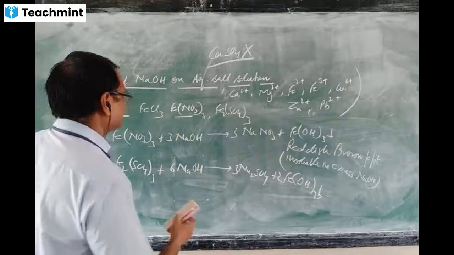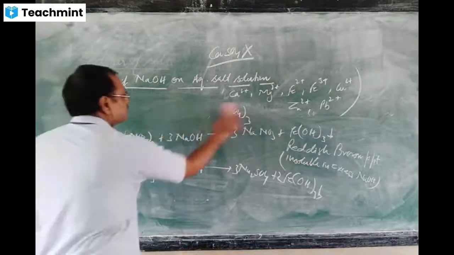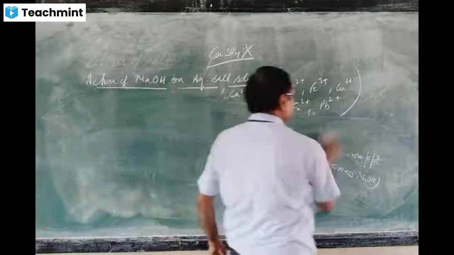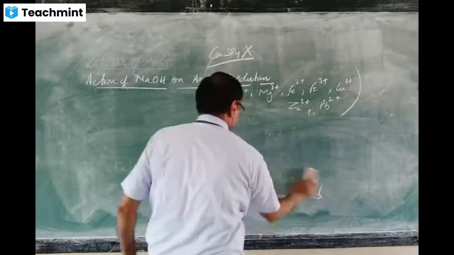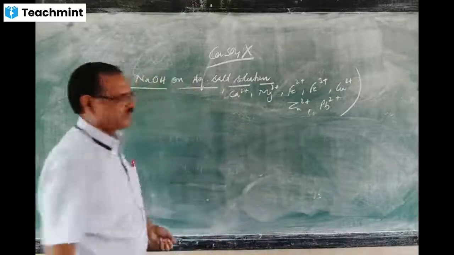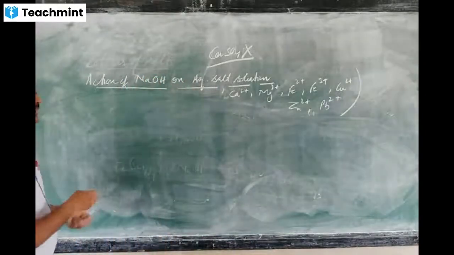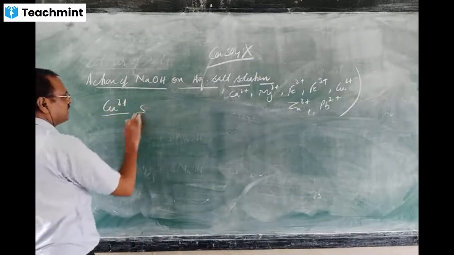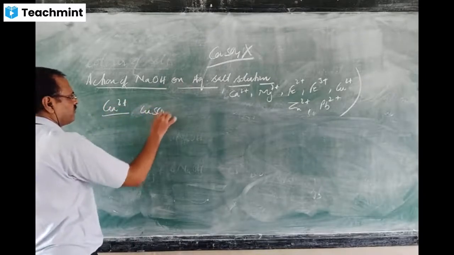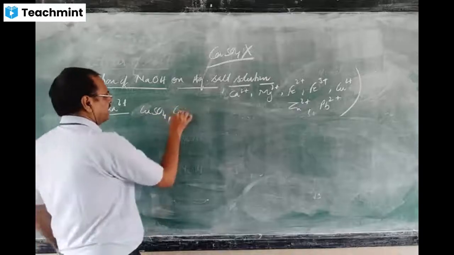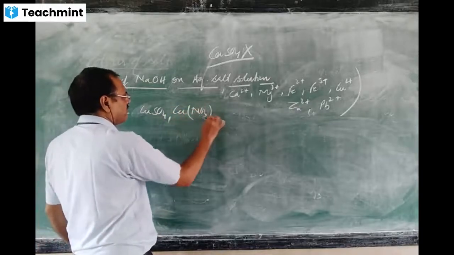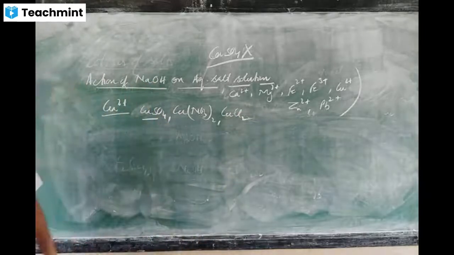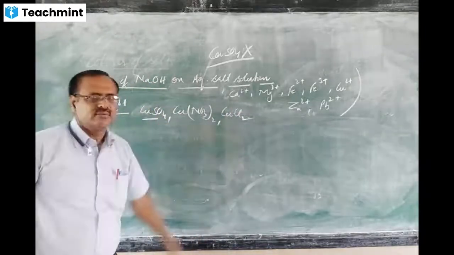Now the next one is copper. Soluble salts of copper ion: copper sulfate, copper nitrate, and copper chloride. This copper sulfate is mentioned in your book, so we will take copper nitrate and copper chloride.